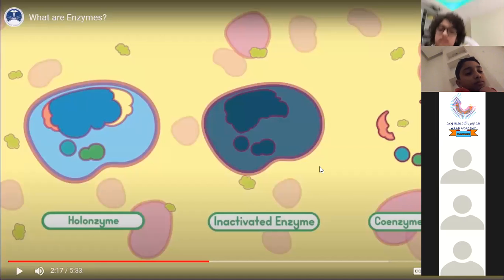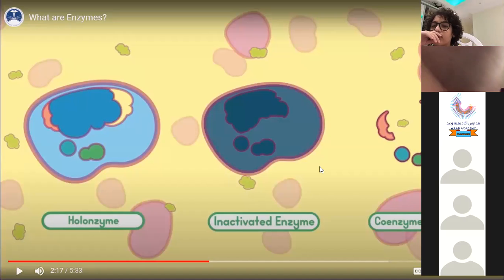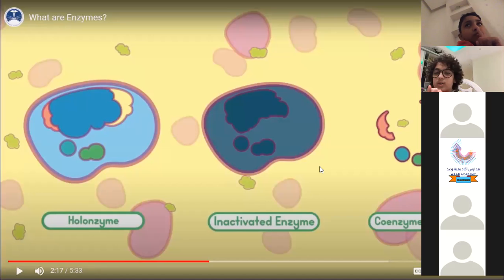Okay, Abdullah is also raising a hand. Yes, Abdullah. Yeah, just a question about things like, for example, some foods have certain chemicals that the enzymes react to.